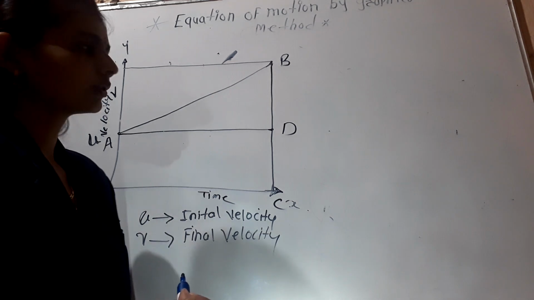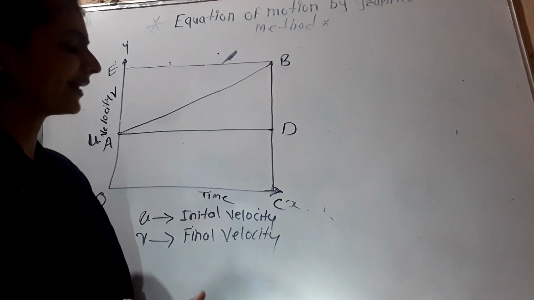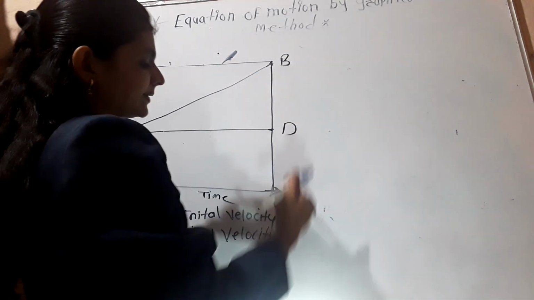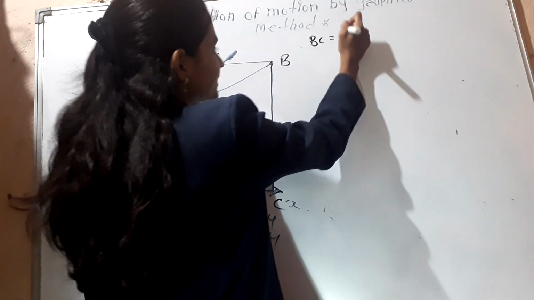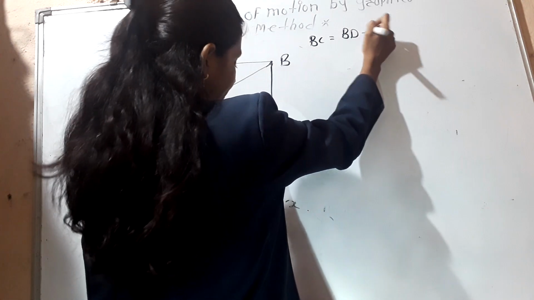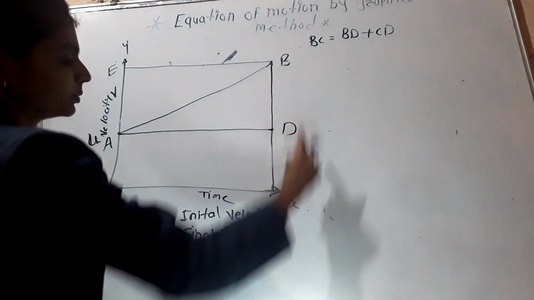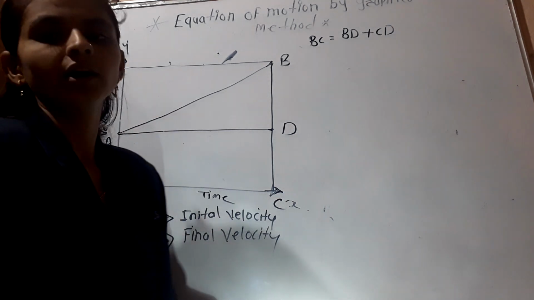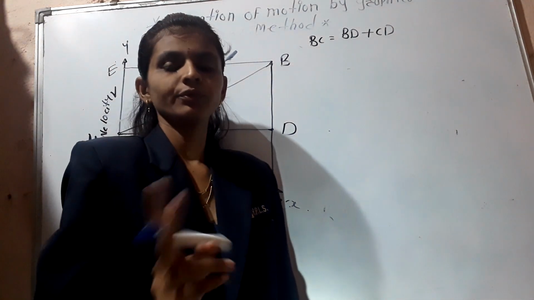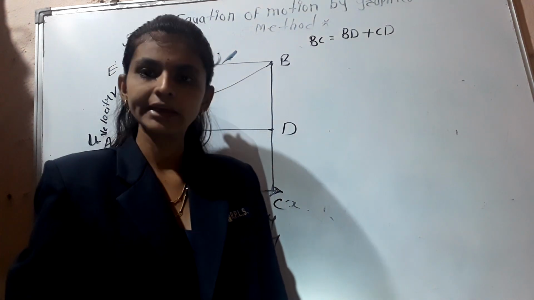Okay, now we will see the values. Students, here BC is already given. First tell me, BC means what? BC is equal to BD plus CD. And this one is a rectangle, so BC is equal to OE, or EO, because in a rectangle the opposite lines are equal.